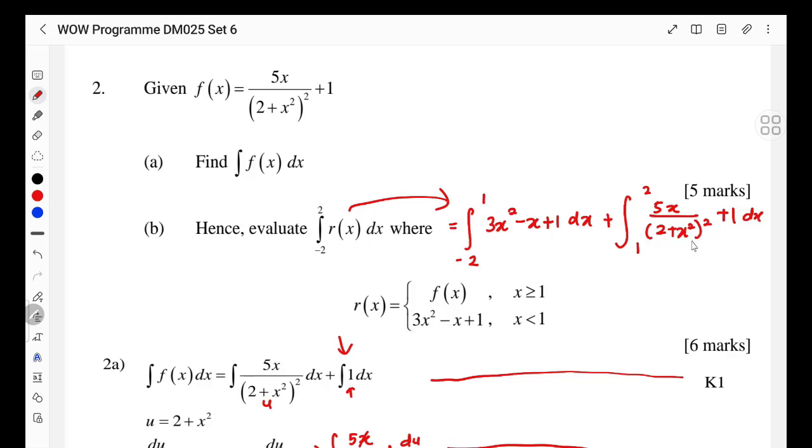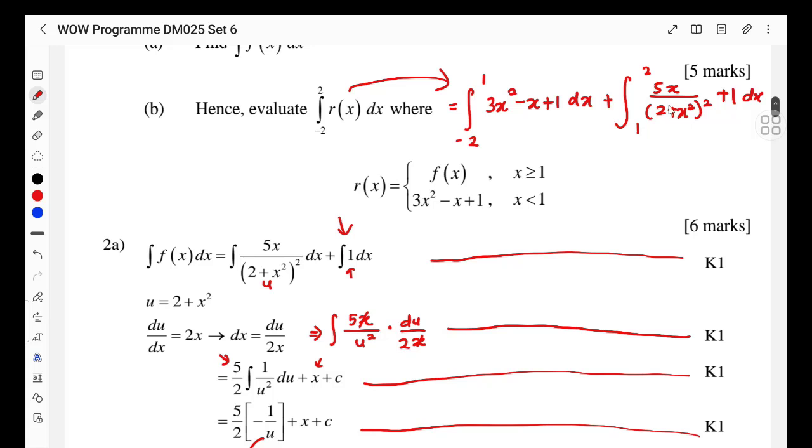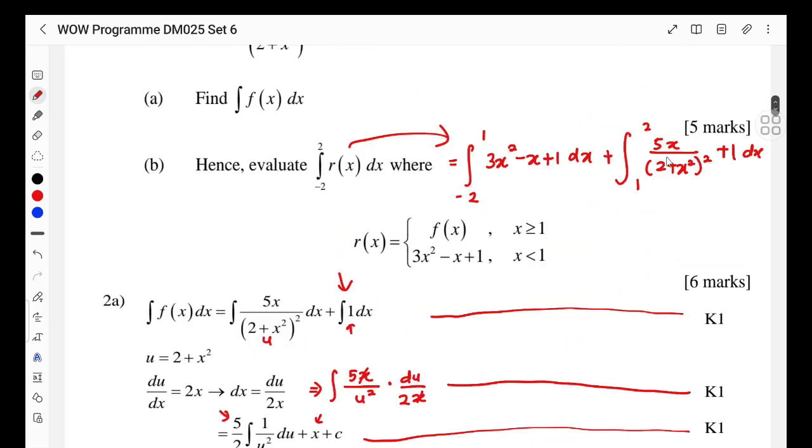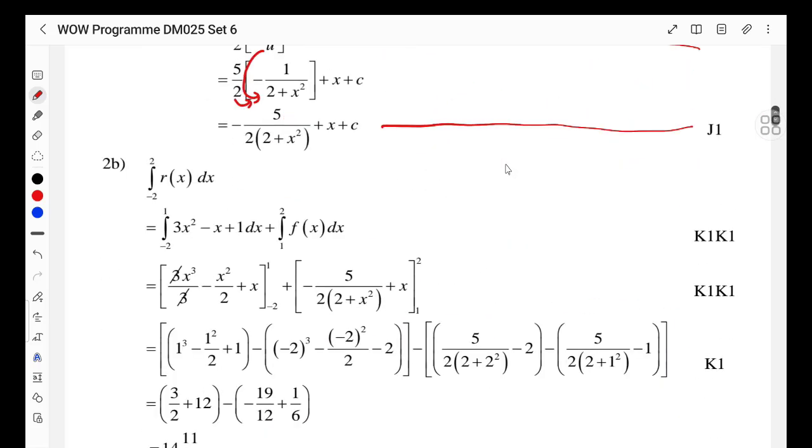Now this function, we need to solve. We already found this value, so you can directly substitute the value here into the second term. So you need to find the integration of the first term here. Integrate from -2 to 1, 3x squared minus x plus 1. Integrate 3x squared, you get 3x cubed over 3 minus x squared over 2 plus x. Evaluate from -2 to 1 plus your f(x) here, you already know, just copy back this answer.